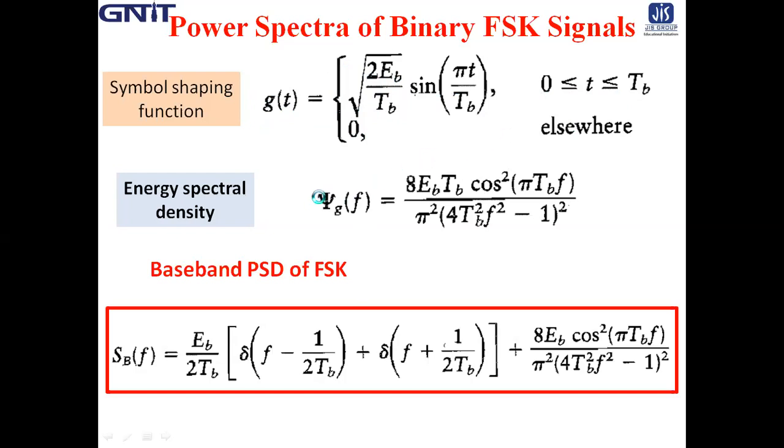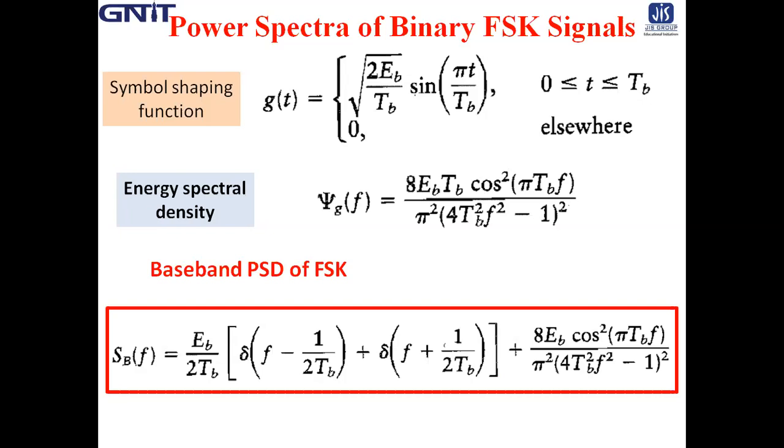Therefore, the energy spectral density of this symbol shaping function, say psi g(f), is 8 EB TB cos square(pi TB f) by pi square into (4 TB square f square minus 1) whole square. So the power spectral density of the quadrature component equals psi g(f) by TB.